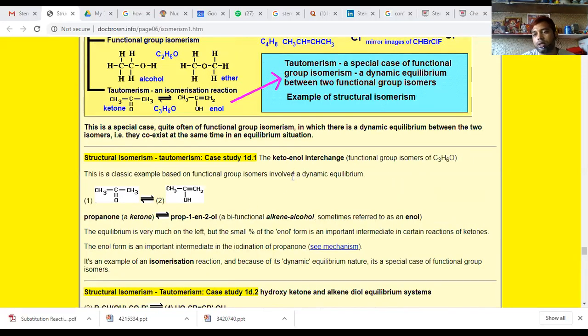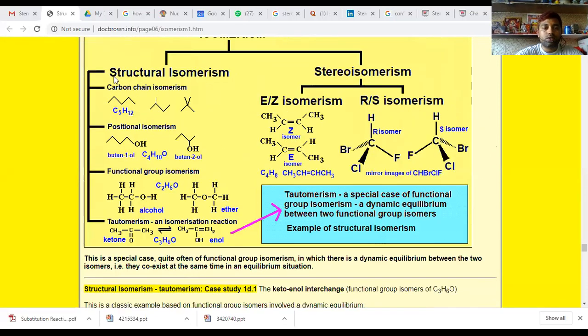Keto-enol interchange. This example is the best example. Propanone and prop-1-en-2-ol. It exists in keto-enol form. So it is an example of tautomer, or it is known as tautomerism. Understood? Now we have finished discussing structural isomers.